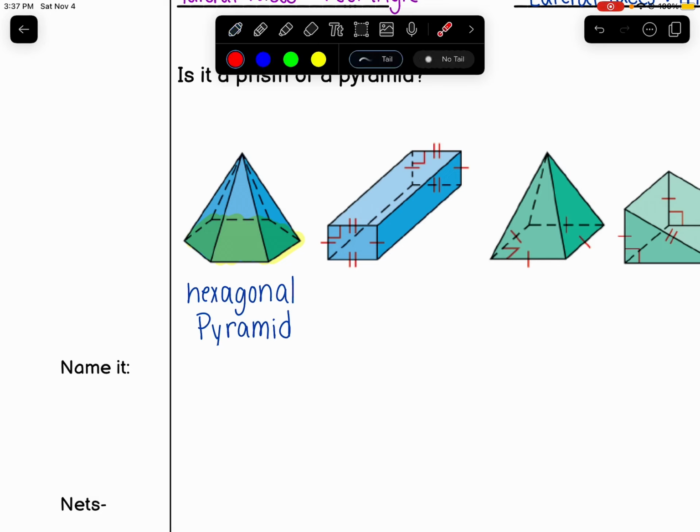And this right here, what do you think? Do we have one base or do we have two bases? If you said two bases, then you know that this is a prism. We have a prism. What kind of prism? Well, this would be a rectangular prism.